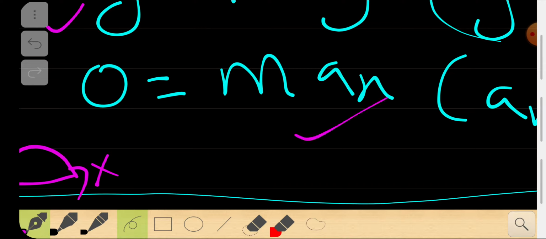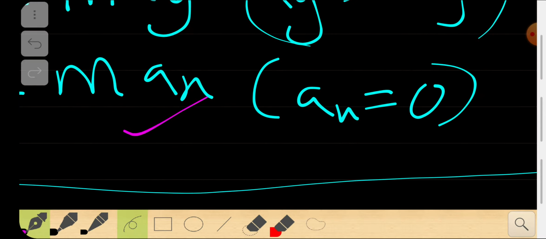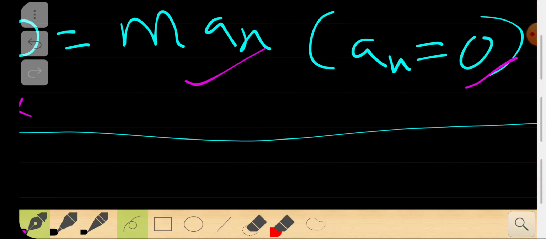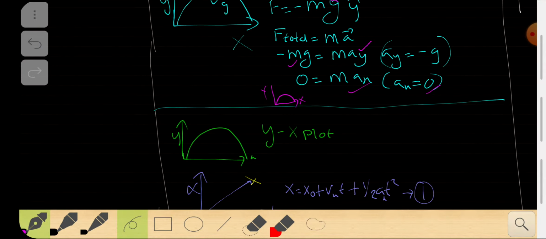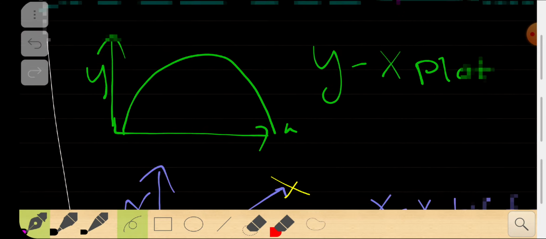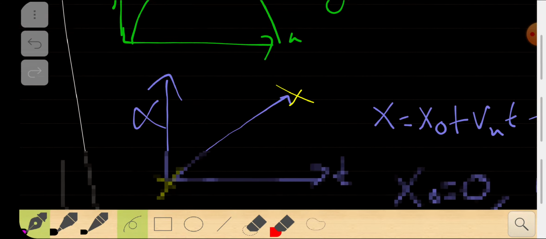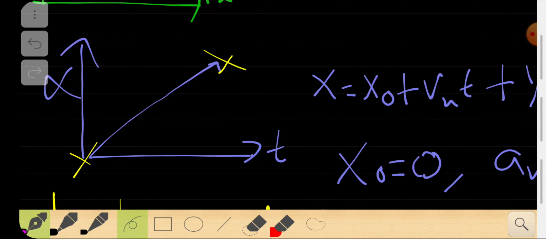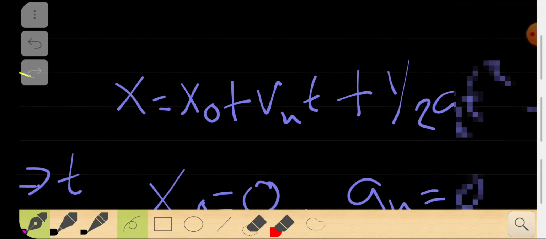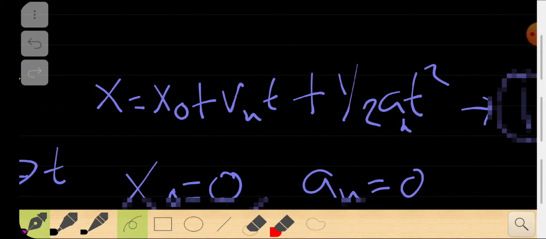So you can say that ax equal to 0. There is no force, so ax is equal to 0. So that is also in place. Now if you look at the y-x plot, you can write down the equations of motion. So for the x-t plot, before that, let's write down the equation of motion.